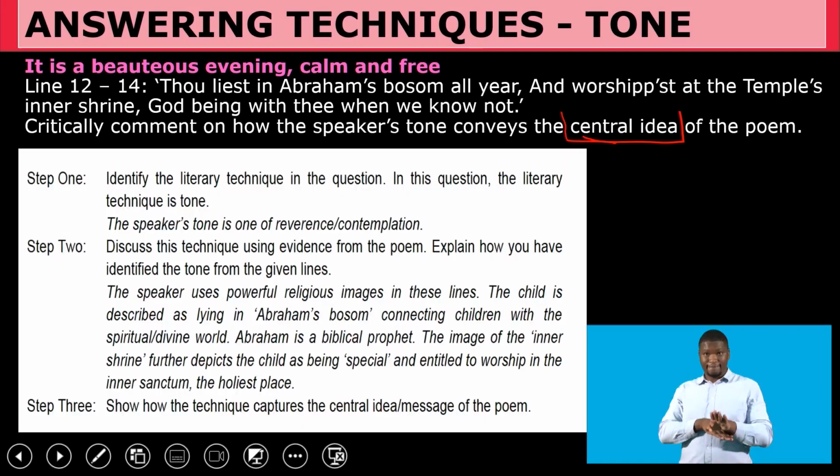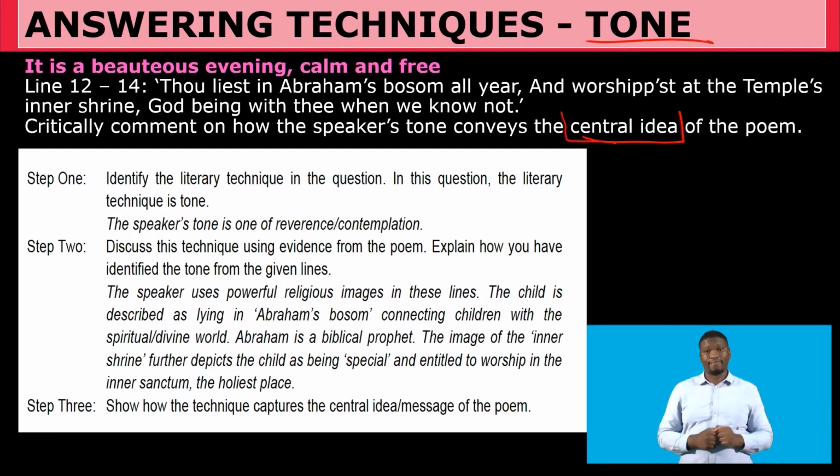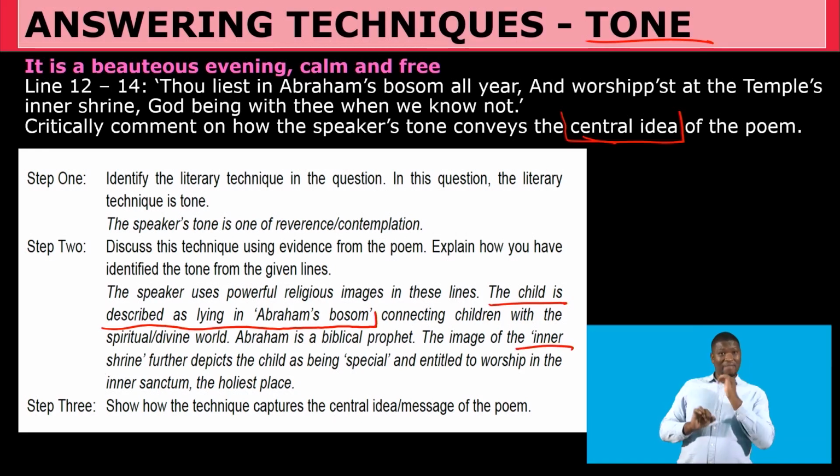So, step 1 is to identify the literary technique in the question. In this question, the literary technique is tone. Step 2, discuss this technique using evidence from the poem. And evidence would obviously refer to the use of diction. So, the diction that we're using is the child is described as lying in Abraham's bosom, connecting children with the spiritual divine world. Abraham is a biblical prophet. The image of the inner shrine, once again, we are referring to diction.